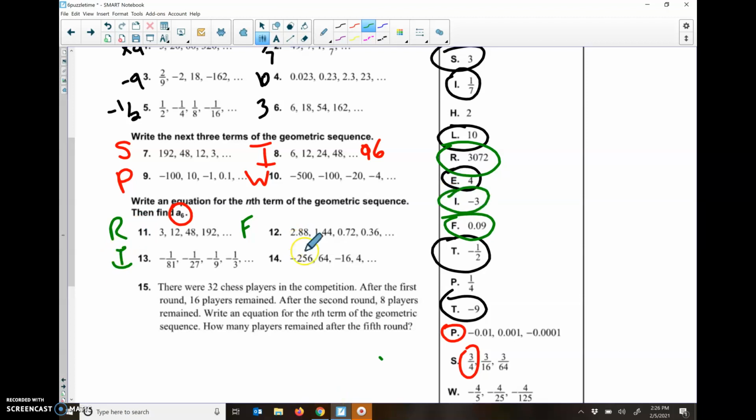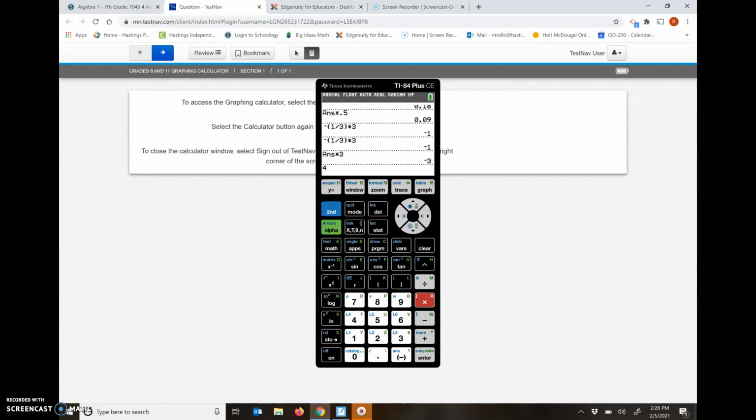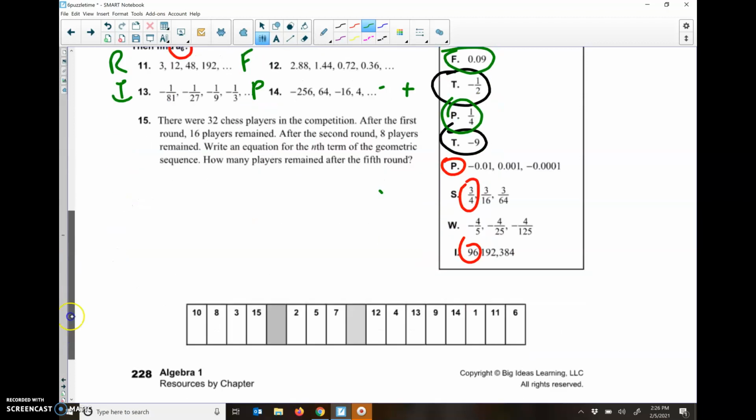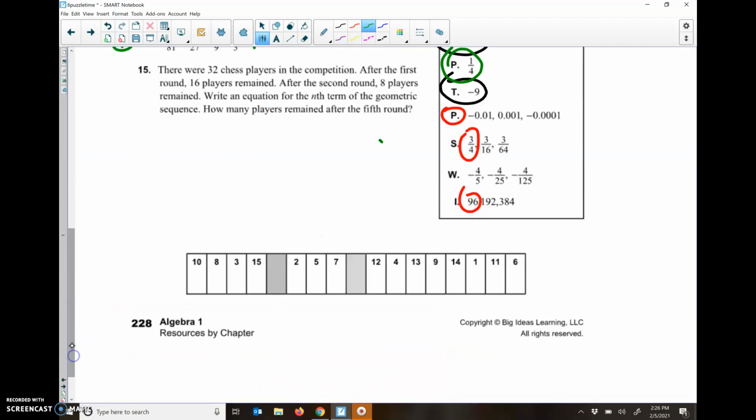The last one, it looks like we're getting smaller again, so -256, positive 64, -16, positive 4. I know the next one's going to be negative, and then the next one after that should be positive. So it looks like I am multiplying by -1/4. So 4 times -1/4 is -1, times another -1/4 should give me a positive 1/4, so letter P there. So then the answer to our joke here, so how does a penguin make pancakes? And the answer is with its flippers.